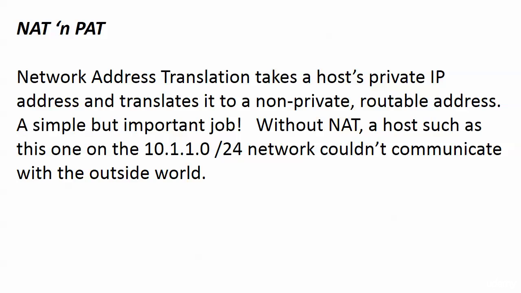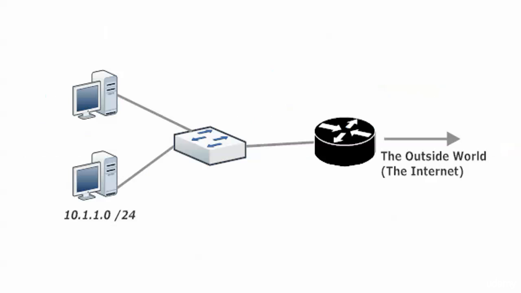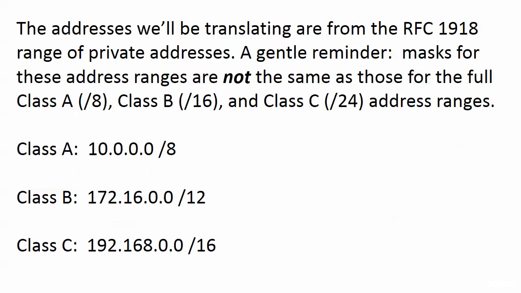You know, we're translating a network address. I get that part, I'm sure you're saying, but what about the rest? What address are we translating? We are taking a host's private IP address and translating it to a non-private routable address. And it's a simple job, but it's an important one, because without that, hosts on, say, 10.1.10/24 couldn't communicate with anybody outside of their local network, because those are considered private non-routable addresses. They have to be changed to something that can be routed across a WAN.